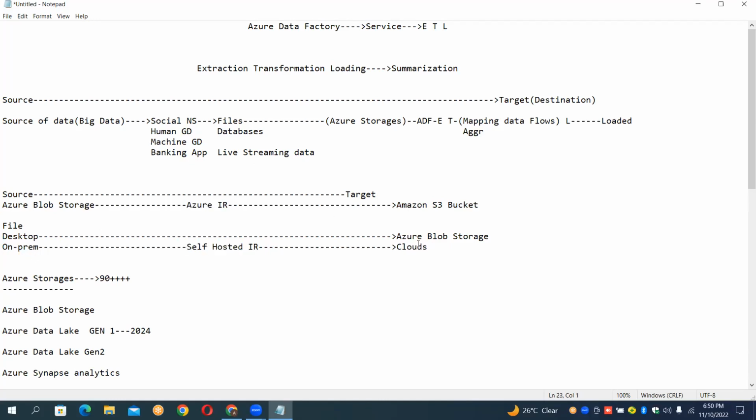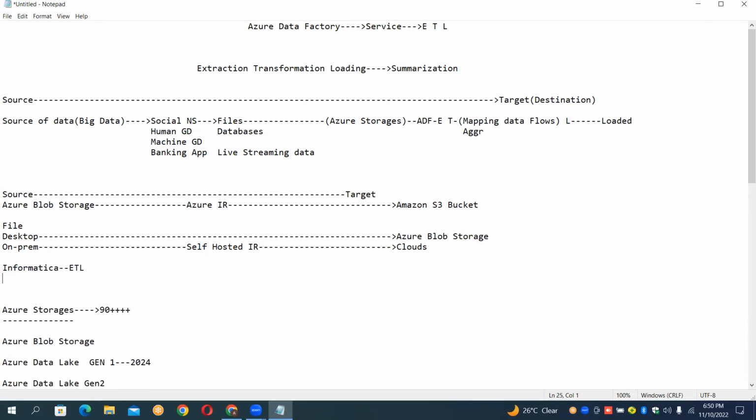Whenever the transfer of data is between on-premises to cloud or cloud to on-premises, whatever it may be, use the self-hosted IR. Then we have the SSIS. Now, guys, the third situation is that I have Informatica. Guys, all of you have an idea about Informatica? Informatica is an on-prem ETL tool.